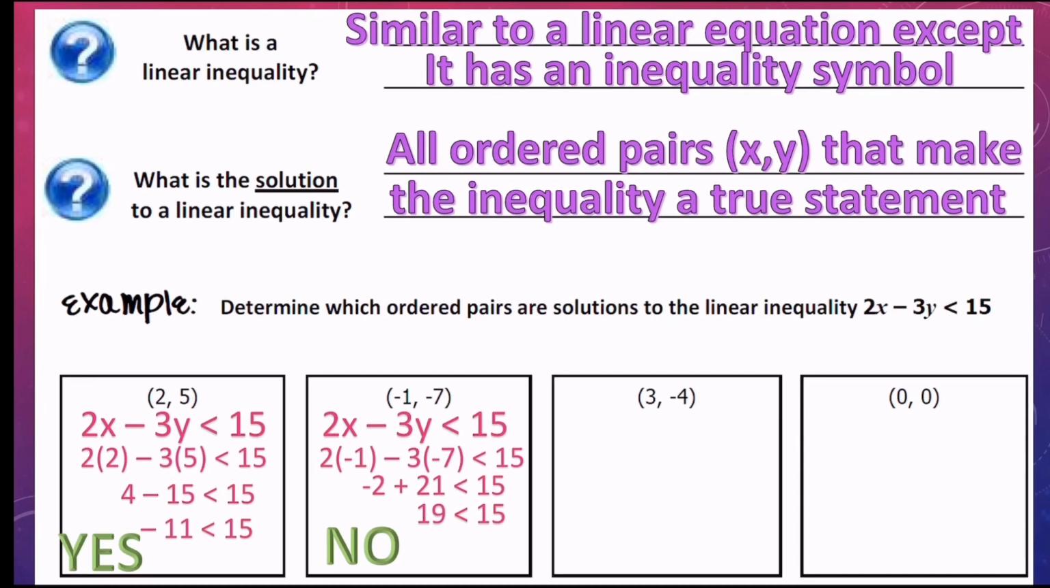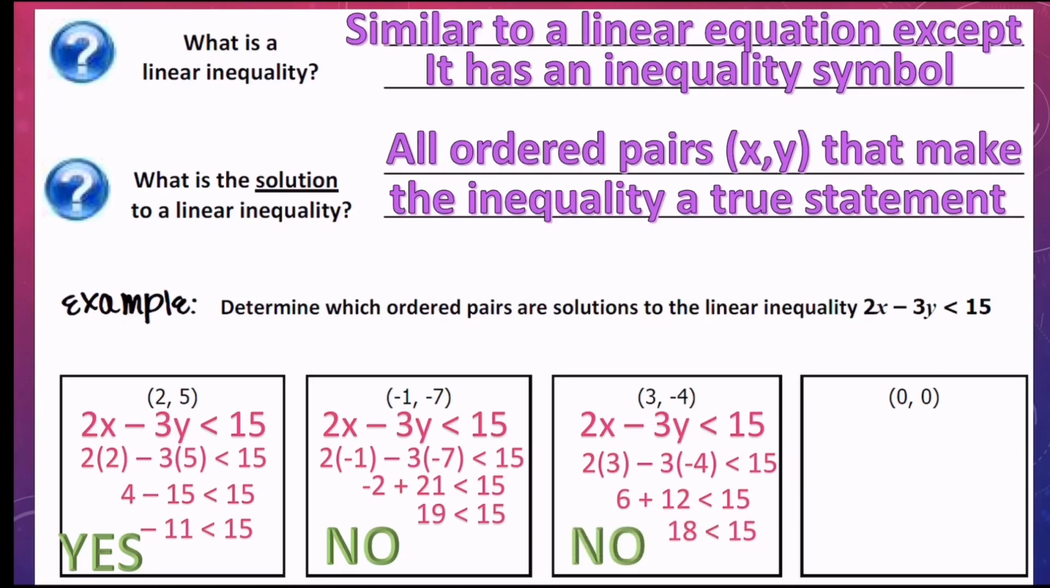So let's try the same thing. I take my inequality. I replace x with 3 and y with negative 4. 2 times 3 is 6. Negative 3 times negative 4 is 12. 6 plus 12 is 18. Is 18 less than 15? No, so it is not a possible solution.